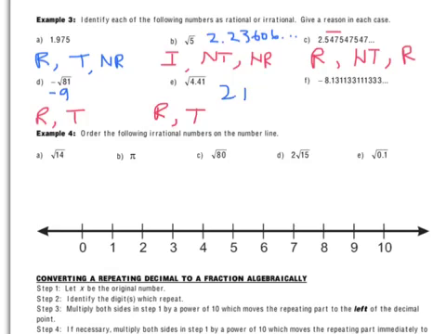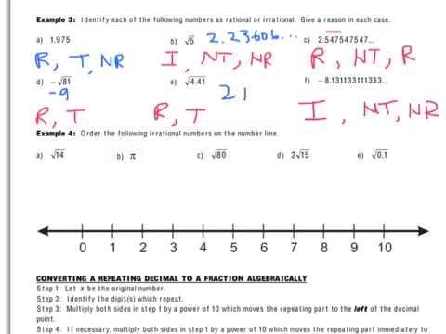-8.131133111333. I don't see a pattern here, even though at first glance it might look like there's a pattern. From what we have here, there's certainly no pattern. So to me, this would be non-repeating and non-terminating. That would make it an irrational number because it is non-terminating, non-repeating. Okay.